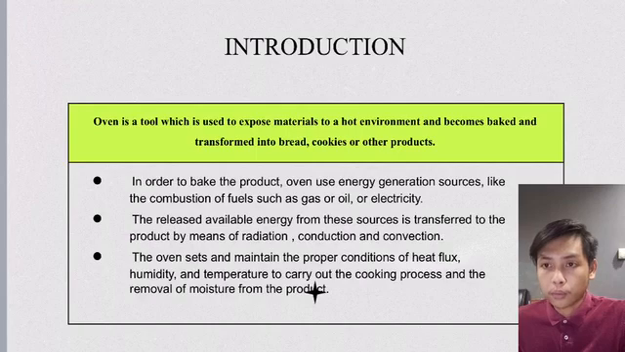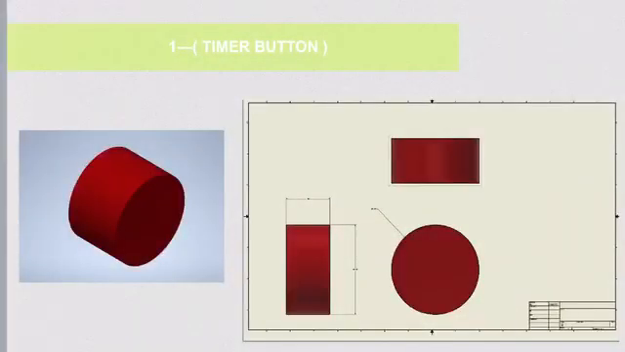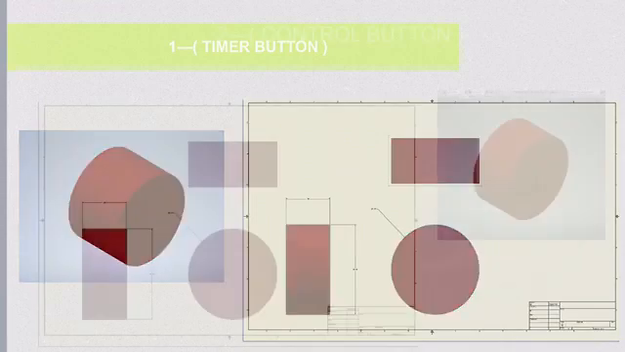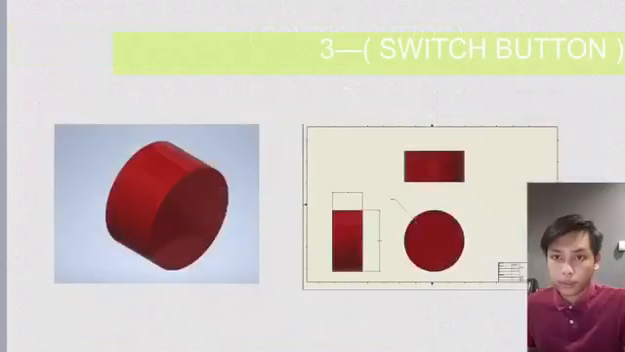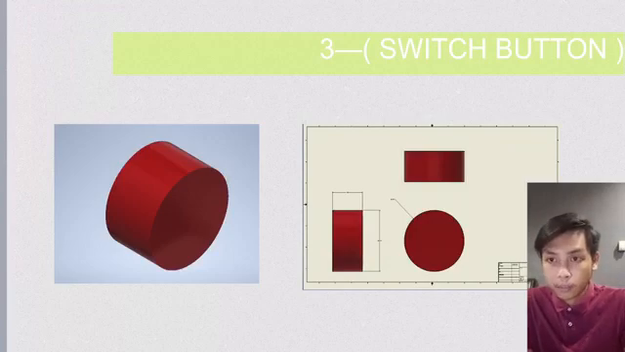So we move to part drawing. First of all, we will make a switch button. The width dimension for the switch button is 1.97 diameter, while the length of the dimension is 0.98. After that, we make the control button and timer button using the same dimension. That's all for the manufacture of the three types of button.